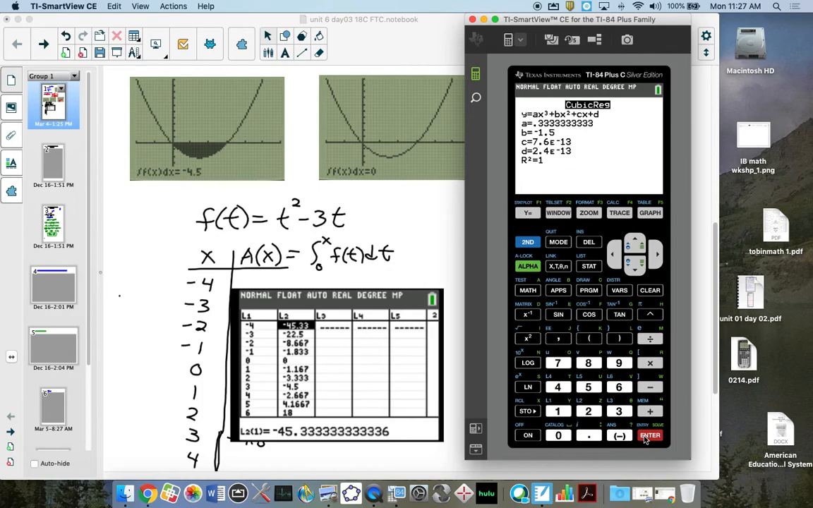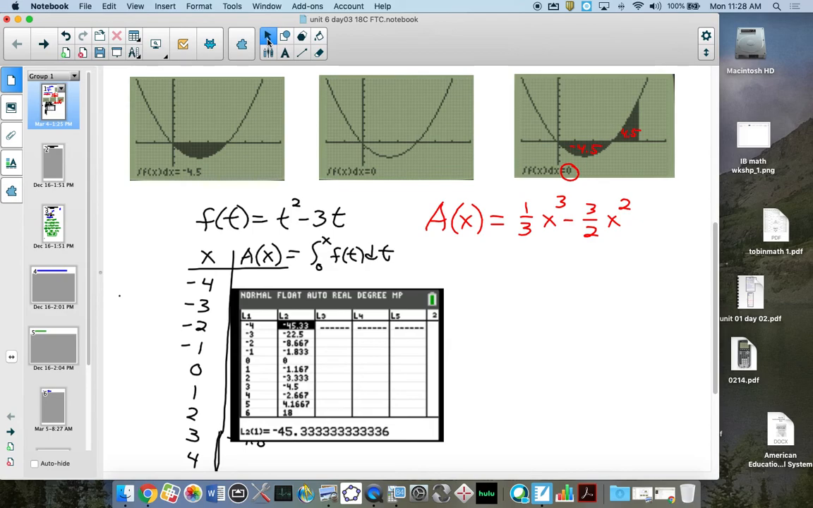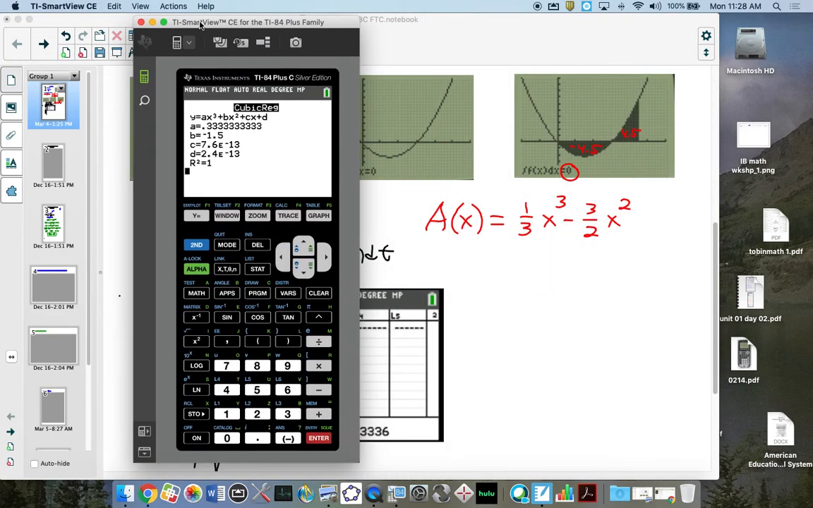Let me write that down over here, and then I'll come back to the calculator. So it looks like this area function wound up being 1/3 x cubed minus 3/2 x squared. That's interesting. Maybe only to me. Let's go back. So now when I go ahead, that's in y2, when I go ahead and graph, there it is. And that fits it perfectly. Goes through all those spots.